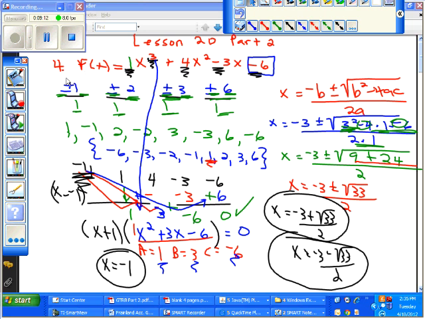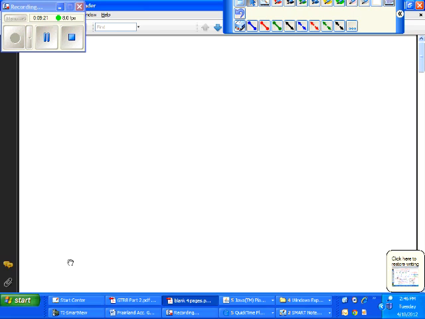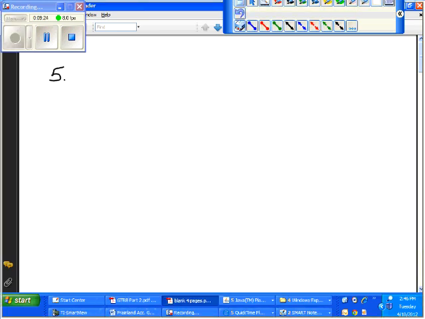Number 5 says find the nth degree polynomial function with real coefficients satisfying the given conditions. Here are those given conditions. n is equal to 3. That means it's a third degree polynomial. It's a cubic. Solutions that they give us are negative 5 and 4 plus 3i. They say that those are zeros. That means to us they're zeros, they're solutions, they're roots.